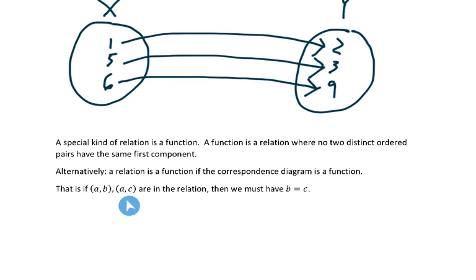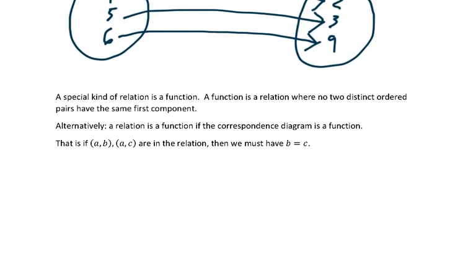Basically, what I'm trying to say here with the AB, AC is that you can't have two ordered pairs whose first components are the same, but their second components are different. Because in that situation, this would happen. Let's say you had AB and AC were in the relation.